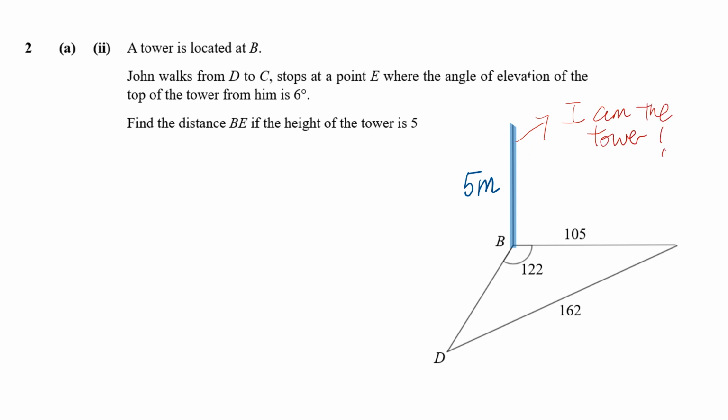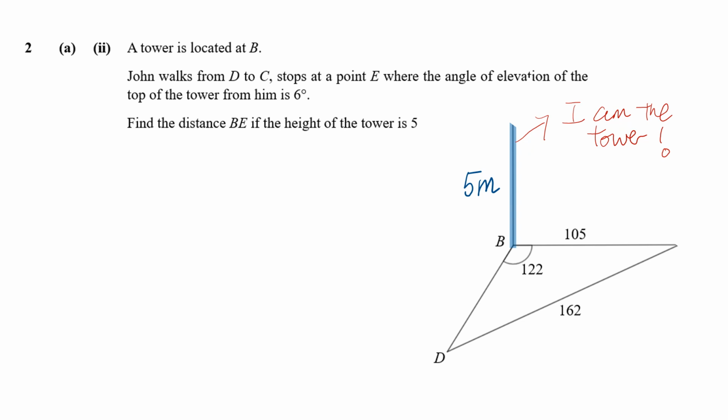All right. And the tower is 5 meters high. So you have a gentleman, John. He walks from point D to C, and he stops at point E, and he looks up at the top of the tower for whatever reason, I don't know. And the angle of elevation is 6 degrees. And we are asked to find the distance BE.